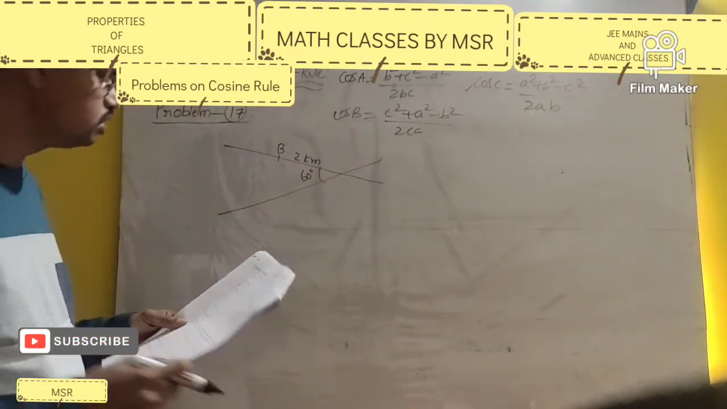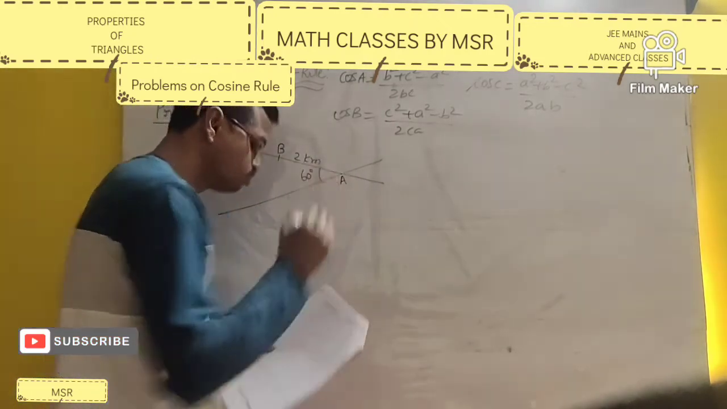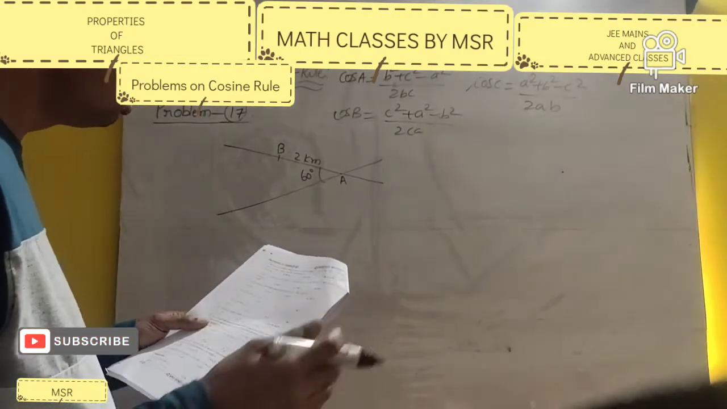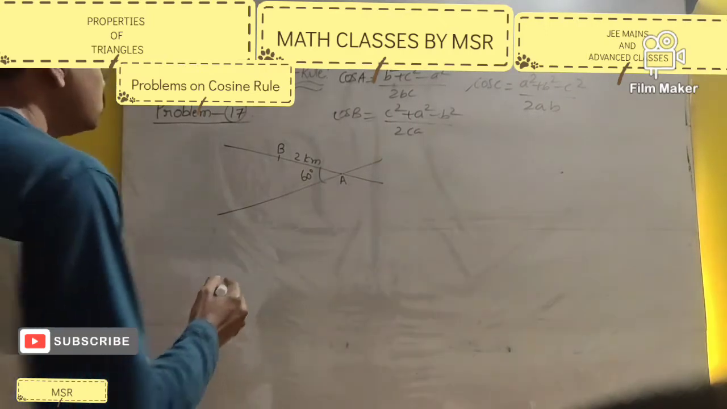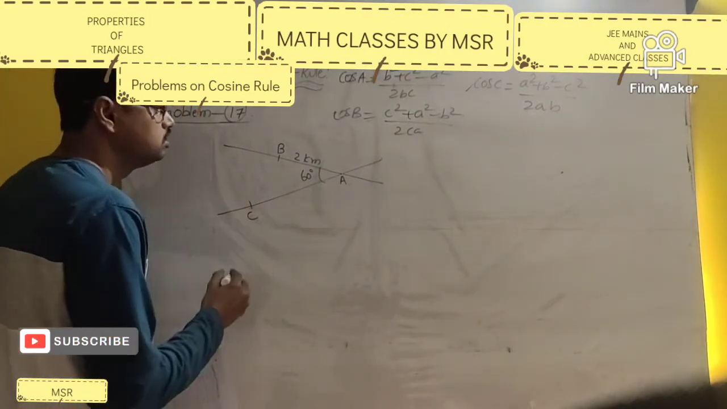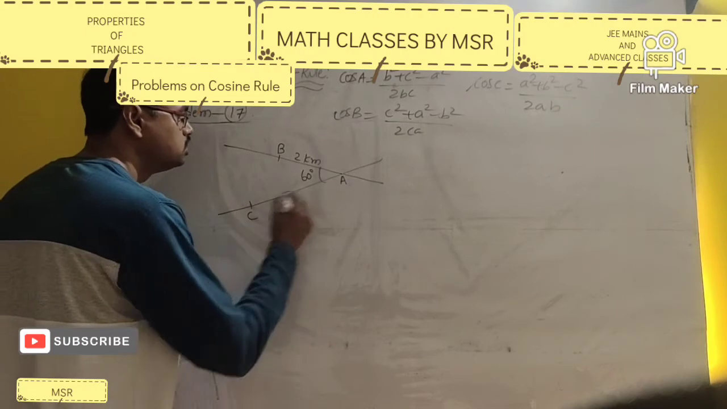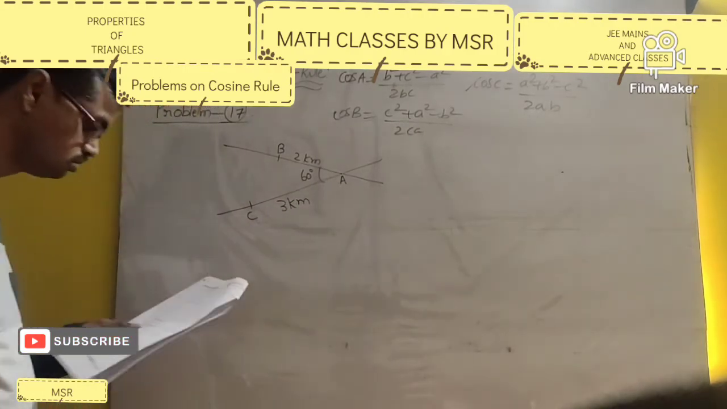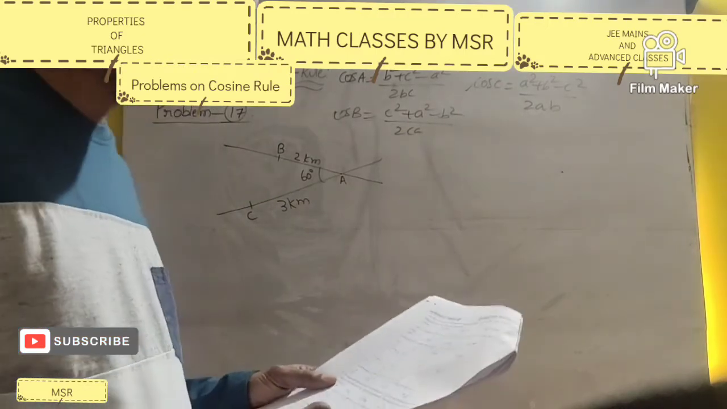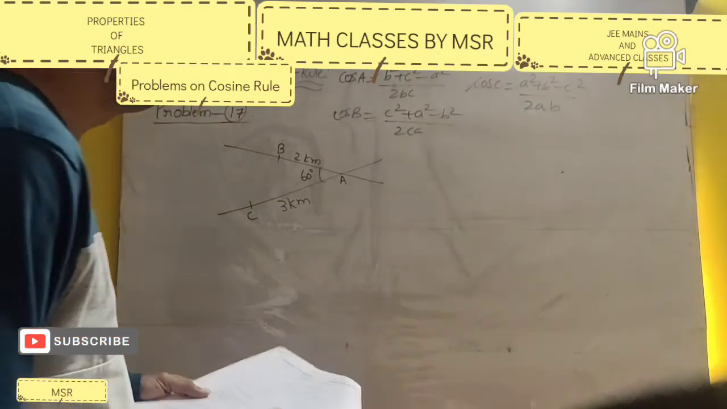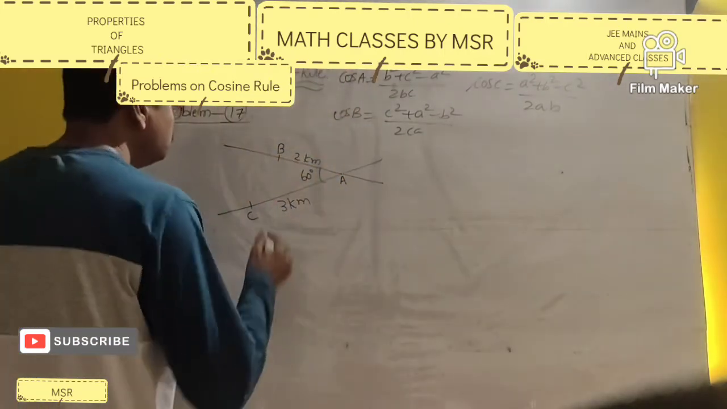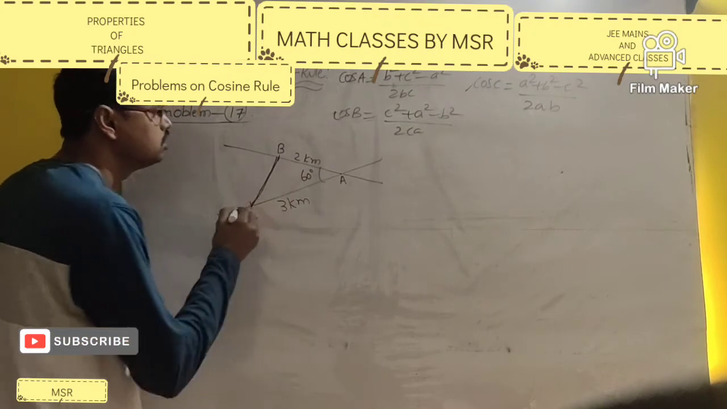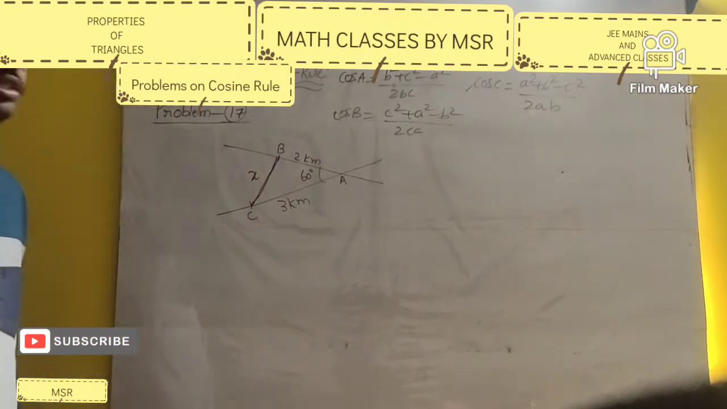Okay. So let the point of intersection be A. Now, a car on the other road is 3 kilometers away from the intersection. There is the other point C. This is a car at a distance of 3 kilometers from A, the point of intersection. Then we have to calculate the direct distance between the vehicles, meaning the BC length. Let us say the length of BC is x.